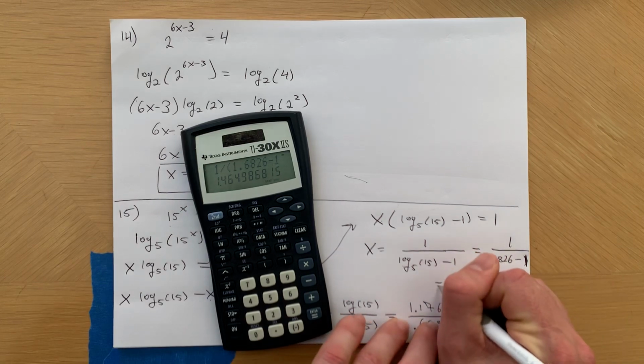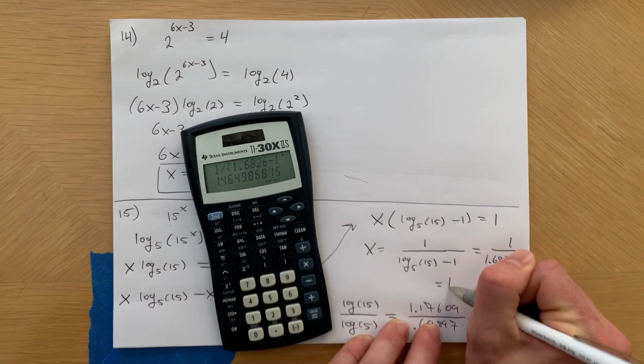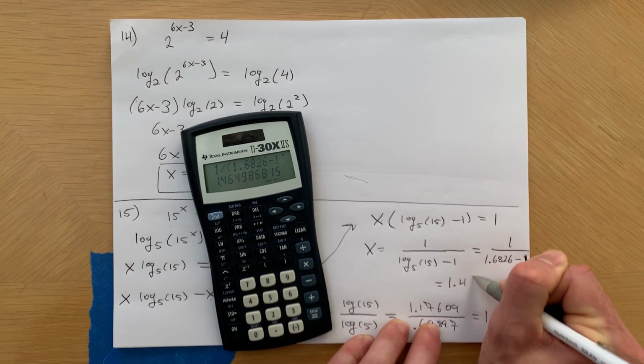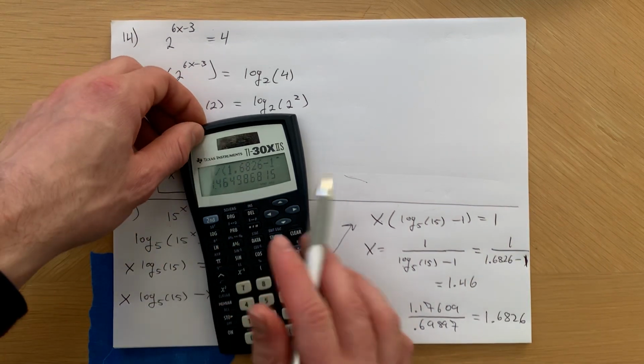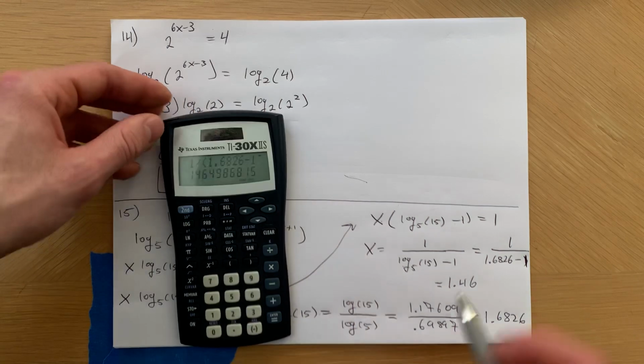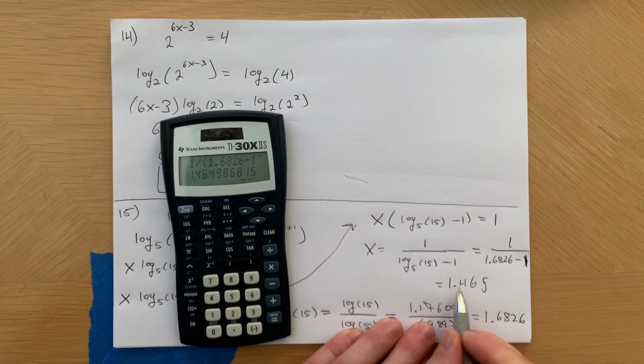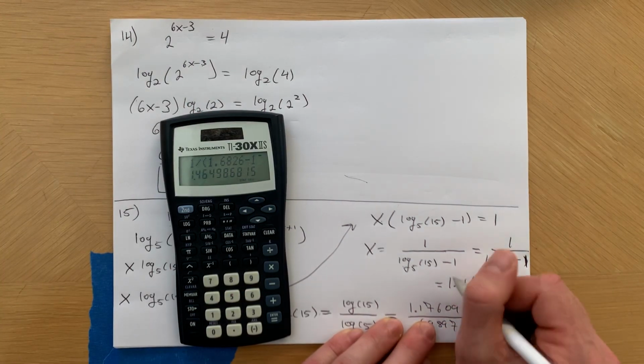So this is going to equal, to 3 decimal places, 1.46, and because we have a 4 here and then a 9 right here, this 9 will round the 4 up, so this is going to be a 5. So 1.465.